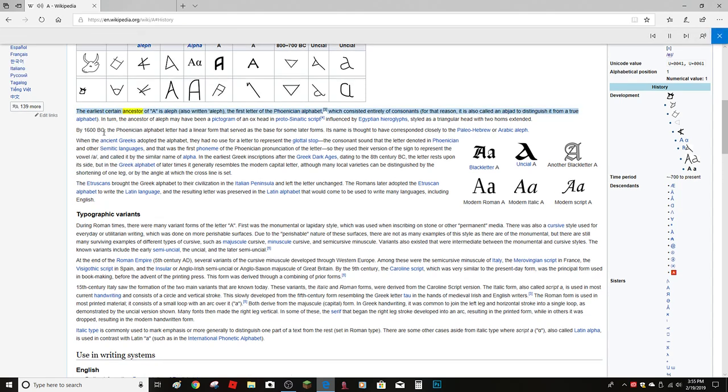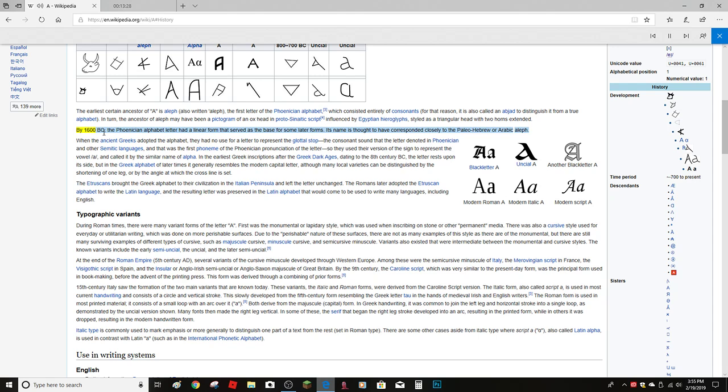The earliest certain ancestor of A is Aleph, also written aleph, the first letter of the Phoenician alphabet, which consisted entirely of consonants. For that reason, it is also called an abjad to distinguish it from a true alphabet. In turn, the ancestor of aleph may have been a pictogram of an ox head in Proto-Sinaitic script, influenced by Egyptian hieroglyphs, styled as a triangular head with two horns extended.